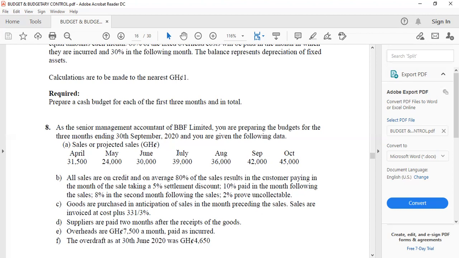Yes. Okay. So find 5% of that. Let me see. 1,260. Okay, 1,260, isn't it? Yes. So that will be the discount given. So how much are you going to be collecting from them?